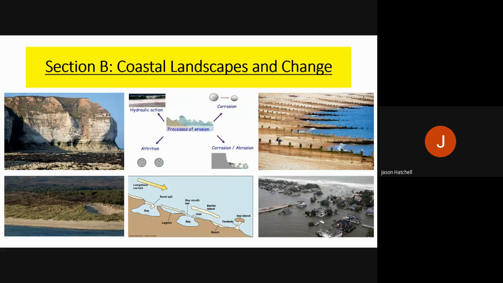So coastal landscapes and change. So this is all about coastal processes of erosion, transportation, deposition. But it's also about hard engineering and soft engineering strategies, formation of dunes, and it's also about sea level rise and coastal change, and so on.